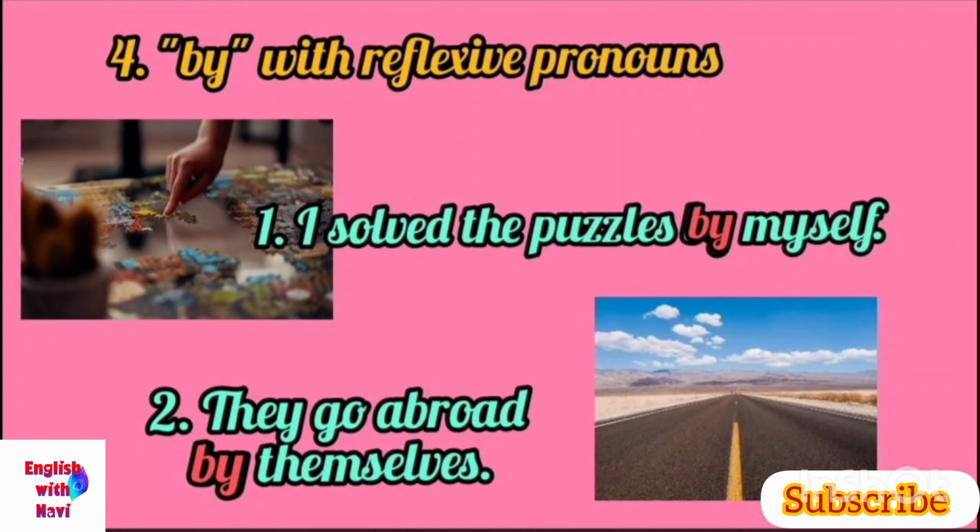Here you could notice the preposition by with the reflexive pronoun myself. That means, without seeking others' help, I could solve the puzzles by myself. I solved them alone, with nobody else. So, what are the other reflexive pronouns? Let's learn later. But just look at the screen. Here is the next example sentence. They go abroad by themselves. That means they can go there alone with nobody else. So that's the fourth usage of by that you should always remember, right?